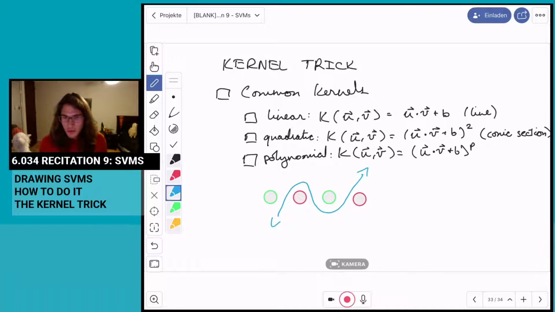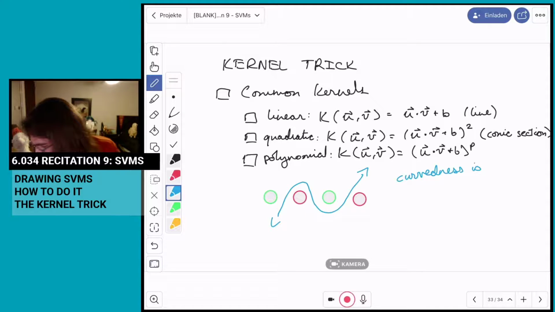So one way that I intuitively look at these is that the curvedness is indicative of the degree of the polynomial.